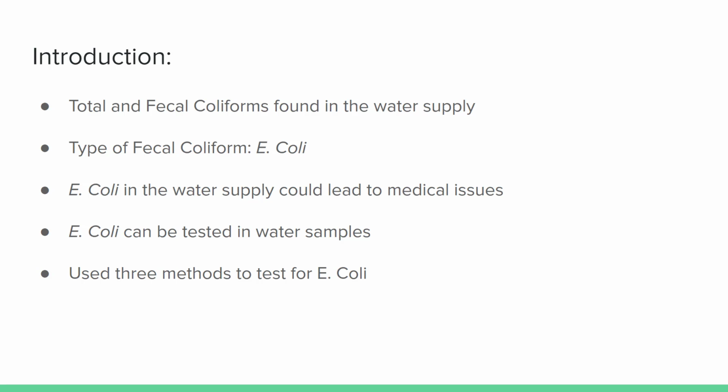Total coliforms, and specifically fecal coliforms, can be found in water supplies. A specific type of fecal coliform would be E. coli, a bacteria that is normally found in the intestines of humans and animals. Sometimes E. coli can contaminate our water supplies. This can lead to medical issues such as diarrhea and dehydration. Since E. coli can have some medical issues, it is important to test our water supplies, to test water samples.